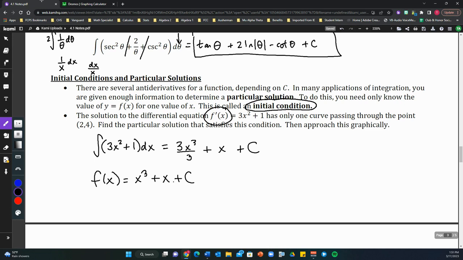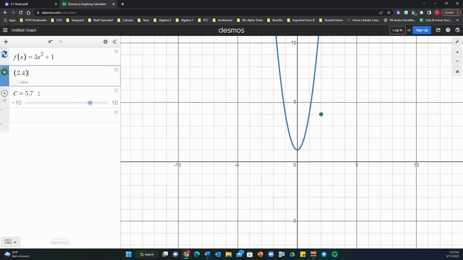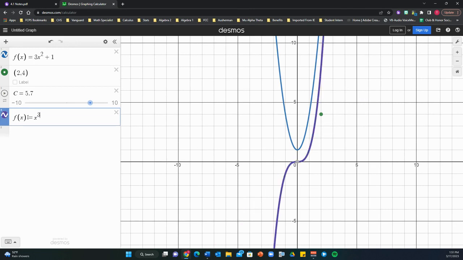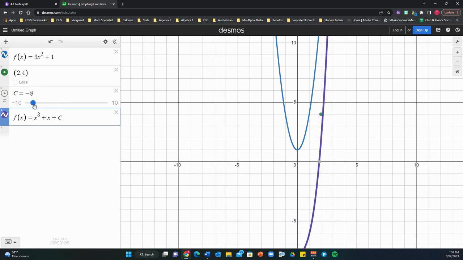But again, this represents a family of all possible values. x cubed plus x plus c. So I don't know what the correct value of c is to make it pass through that point. There you can see it just went by that point, so it's somewhere in this range. Now you're not always going to have the graph to help you do this, but we can see here that it looks like -6 is the correct value for c to make it pass through that point. But that's what we're going to do algebraically.